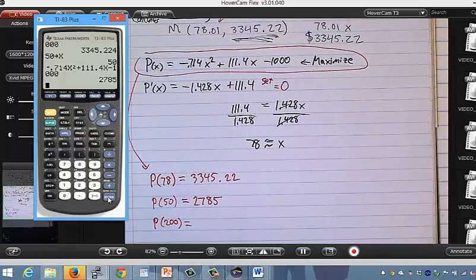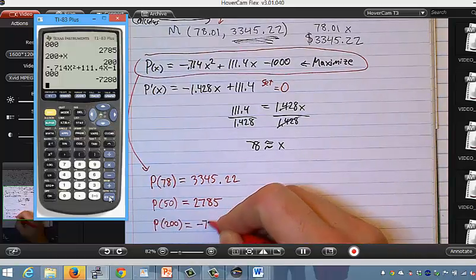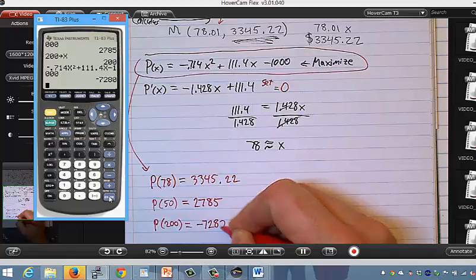And now we want P of 200, so let's try it one more time. 200, store, alpha x. And now I'm going to compute P of 200 in the same way. There it is. Oh, so what's that mean? We lost our shirt. Big time, right? I just lost $7,280, right? You can go ahead and sell 200 boogie lamps, but not for a profit, right?